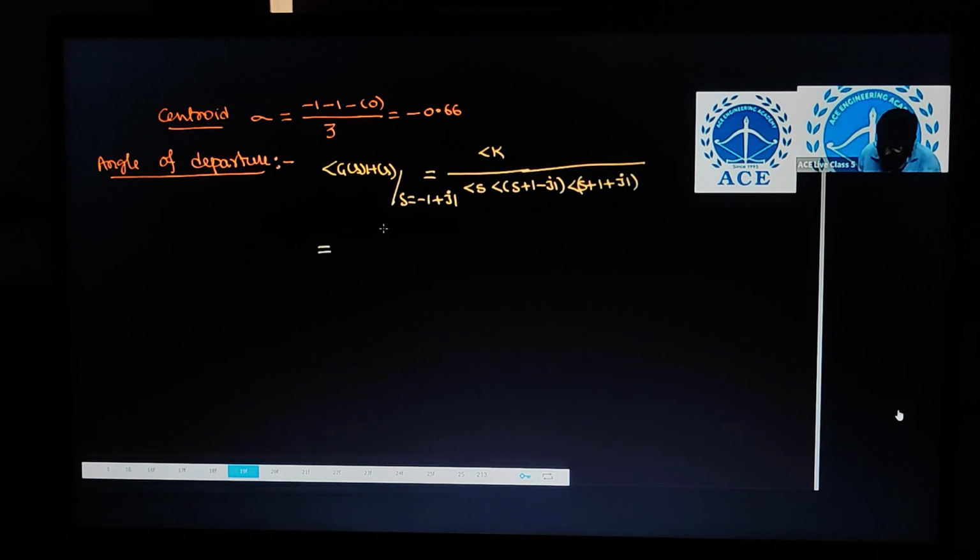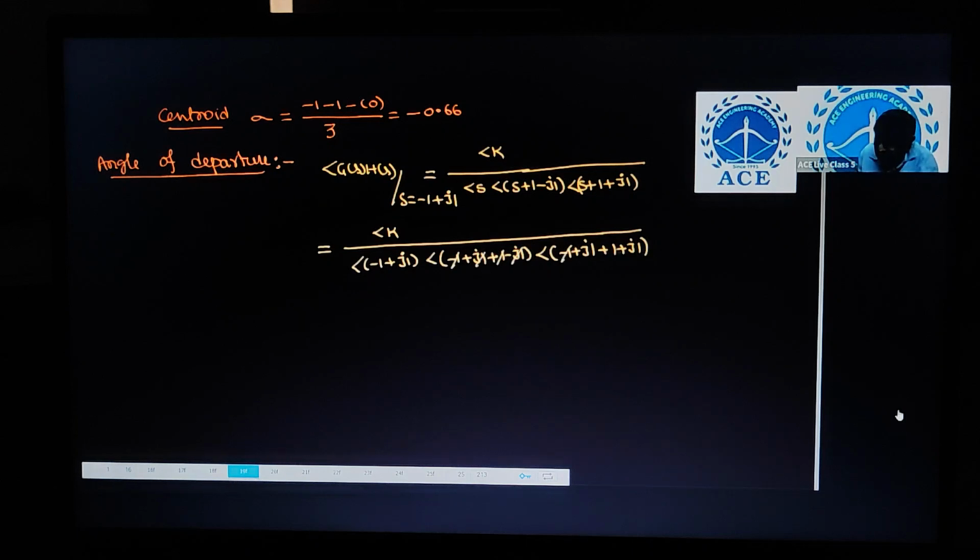Come on, get the answer. Angle of K by angle of s. At minus 1 plus j1: angle of minus 1 plus j1, plus 1 minus j1, angle of minus 1 plus j1, plus 1 plus j1. Now come on, get the answer. The 1 and j1 cancel. So angle of K by angle of minus 1 plus j1, angle of 0, angle of j2. So what is the answer, anybody? Angle of K 0 divided by what is the angle of minus 1 plus j1, anybody?